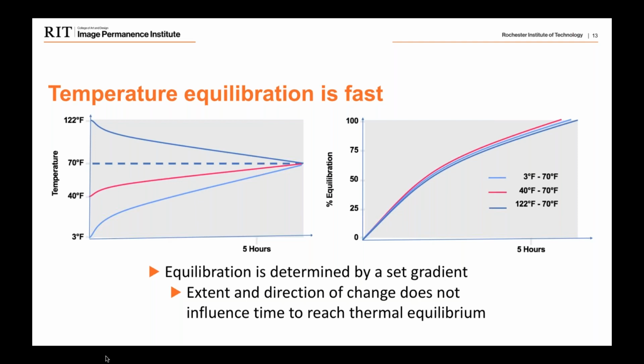And you can see from the data on the right that in fact, the extent and the direction did not matter. Equilibration is really determined by the set gradient, and so it takes about the same amount of time no matter which direction or how big the change is. You may see some change in the rate of equilibration depending on the thermal mass of an object or how much exposed surface area it has, but the main takeaway from this data is that equilibration is fast.